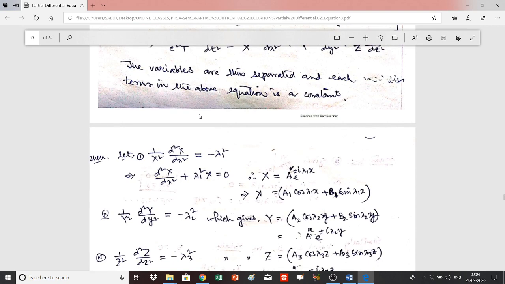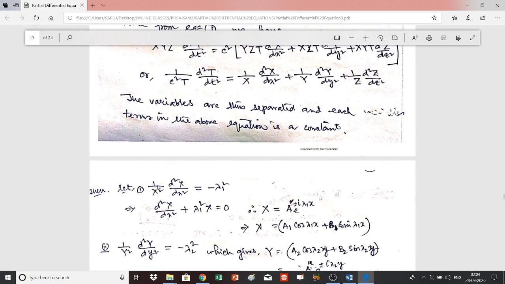So for the first case, consider this term, 1 by X, d2X by dx square. Mistakenly it is x square given here. So 1 by X, d2X by dx square is equal to minus lambda 1 square. So from here you have a solution for X is equal to A e to the plus i lambda x, that will provide you a1 cos lambda 1x plus b1 sin lambda 1x. Okay, it is fine.